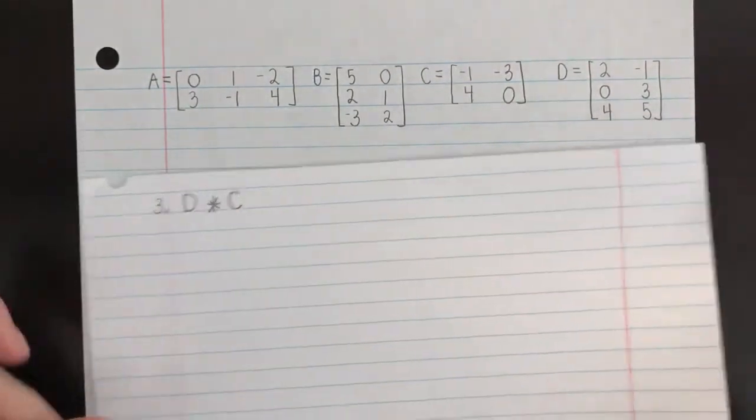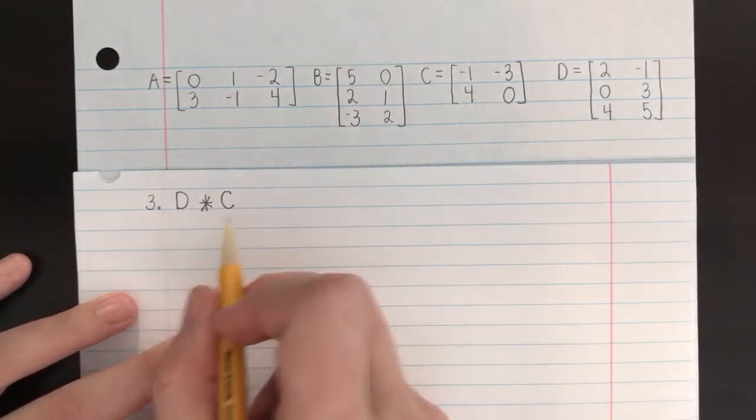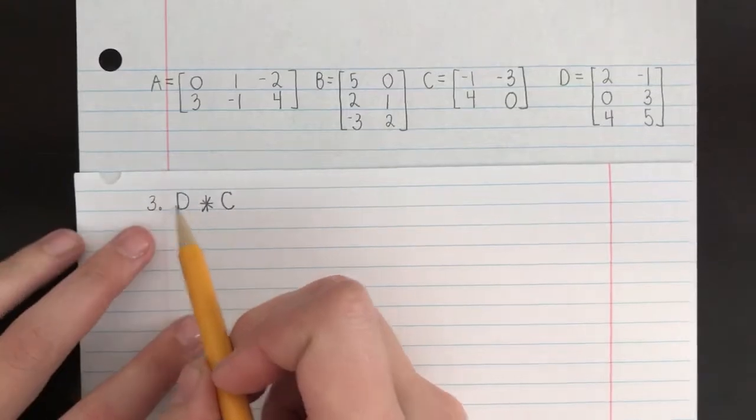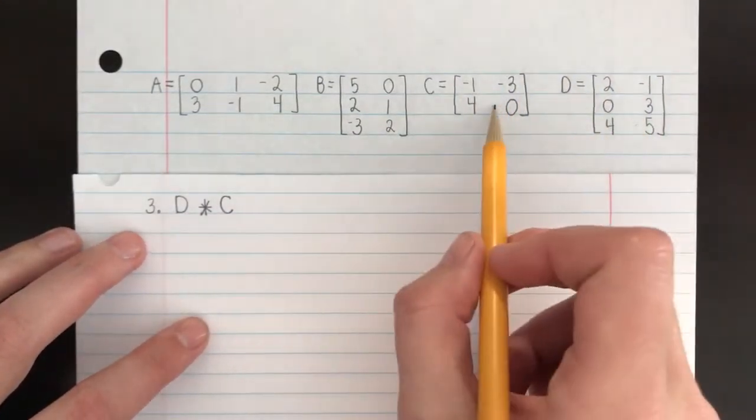Okay, it only really gets more complicated if the matrices get bigger, but also if, like you probably have seen or are seeing on your assignment, the matrices are kind of out of order when you see them. So let me show you what I mean. So here I'm asking you to do D times C. Not C times D, but D times C.